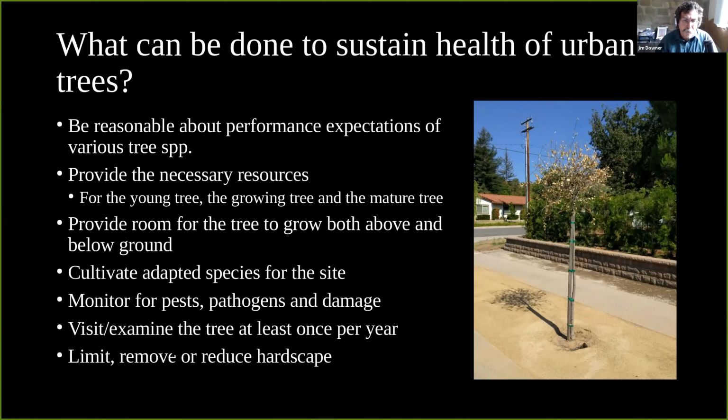So limit, remove, or reduce hardscape. You know, hardscape is not always the best thing for trees. It will cut down on water use, though. You're not watering the hardscape.